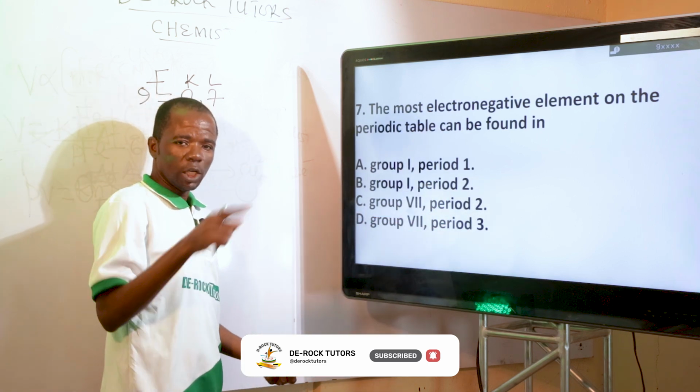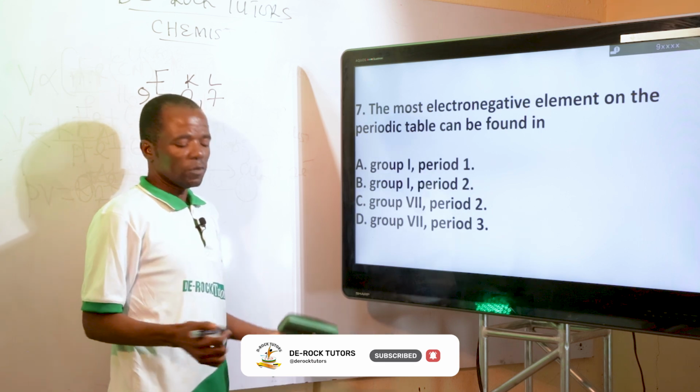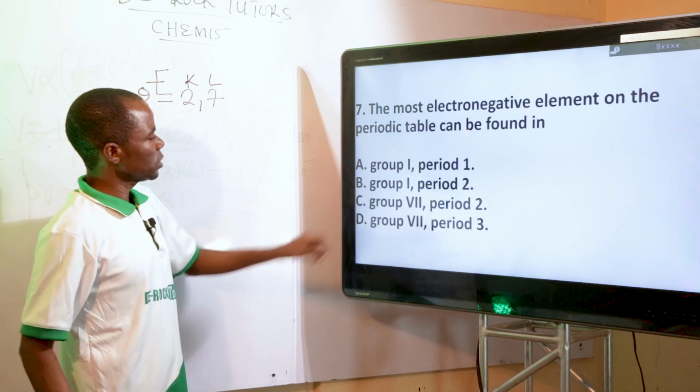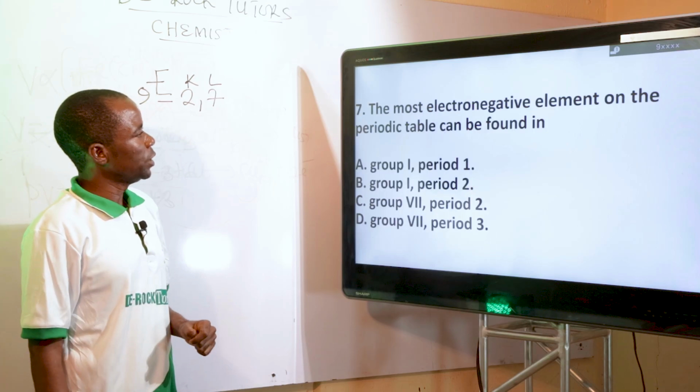The number of valence electrons gives the group and the number of electronic shells gives the period. So that's option C. Let's go to number 8.